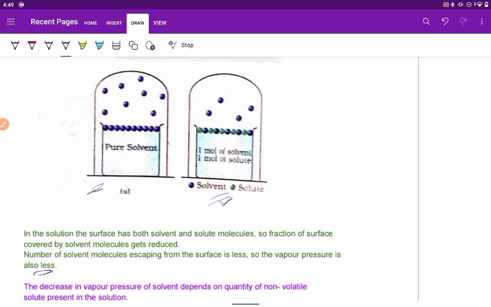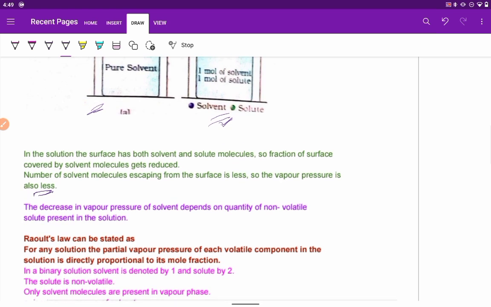Now just now I told that partial vapor pressure of the individual component, that is solute and solvent, is directly proportional to its mole fraction. But if it is a non-volatile solute, then the number of solvent molecules escaping from the surface is less. So the vapor pressure is also less. This is particularly in the case of non-volatile solute. The decrease in vapor pressure of solvent depends on the quantity of non-volatile solute which is present in the solution.